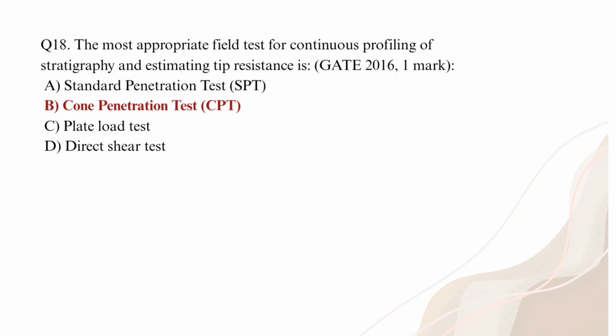CPT provides continuous measurement of cone resistance and sleeve friction with depth, and it is excellent for stratigraphy and estimating bearing capacity parameters. So option B is correct, that is cone penetration test. This question was asked in GATE 2016 for 1 mark.